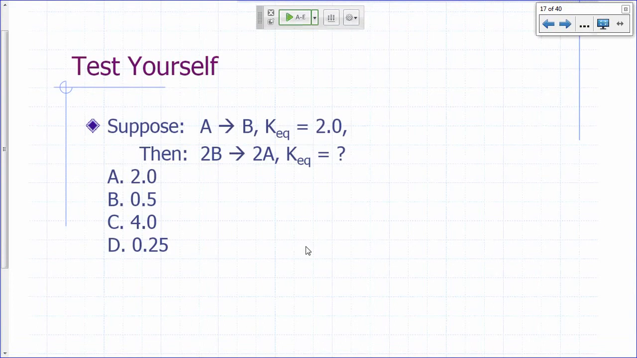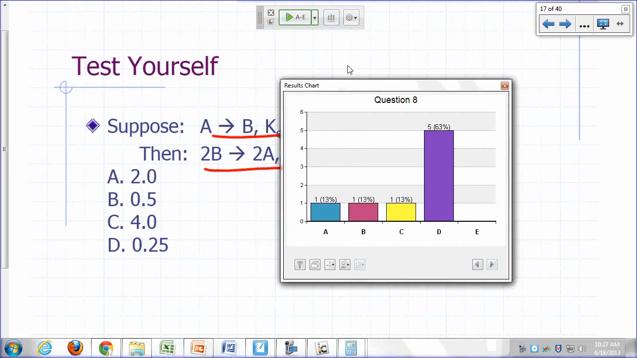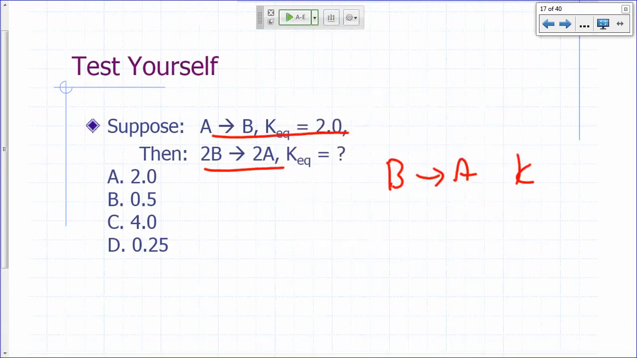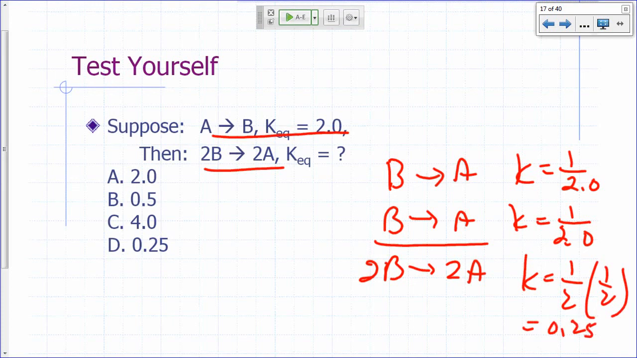So here's a clicker question for you. A to B has a KEQ of 2.0. What's the KEQ for 2B going to 2A? Correct answer is 0.25. Very good. When you flip it, B goes to A. The KEQ for this is going to be 1 over 2, right? Now, if I double it, it's just like I'm adding another one. That gives me 2B goes to 2A. So KEQ here would be 1/2 times 1/2, which is going to be 0.25.